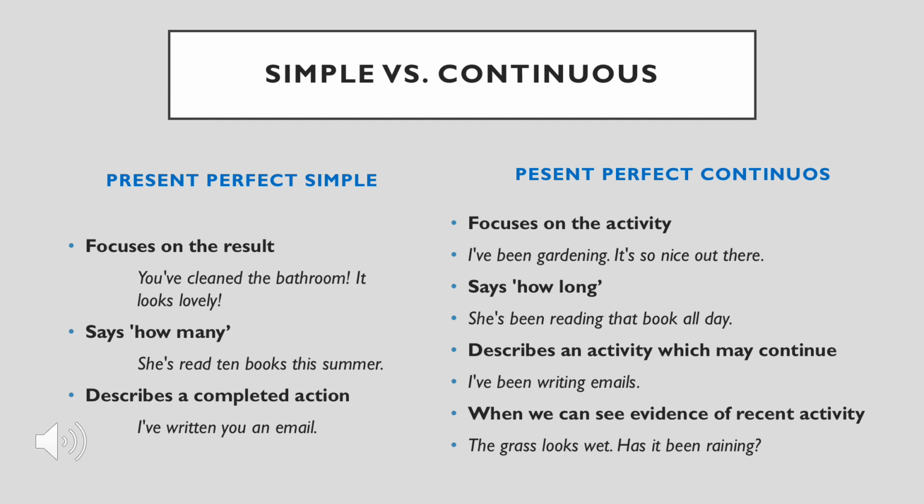The present perfect simple tells us how many or how much. Like, I should read 10 books this summer. The present perfect continuous tells us how long. Like, she's been reading that book all day. The present perfect simple describes a completed action. I've written you an email. The present perfect continuous describes an activity which may continue. I've been writing emails. Also, with the present perfect continuous, we can see evidence of recent activity, like the grass looks wet. Has it been raining?